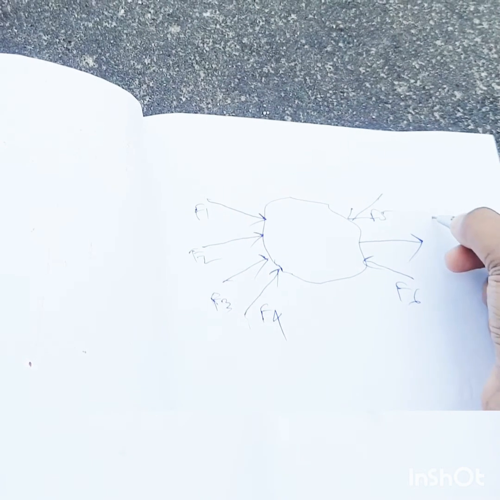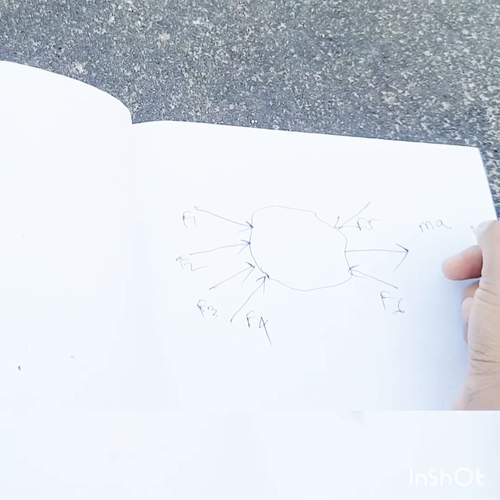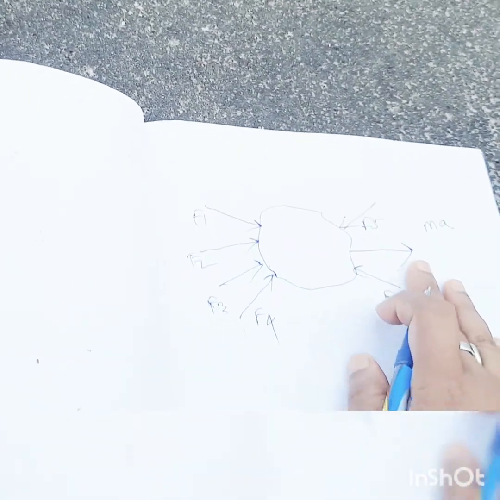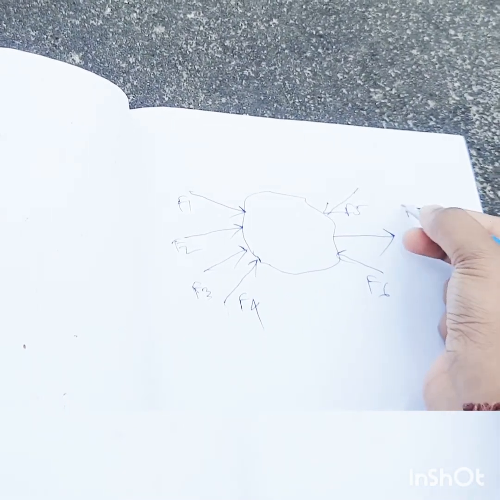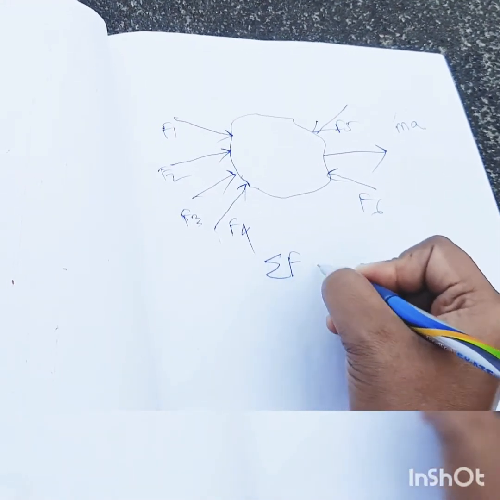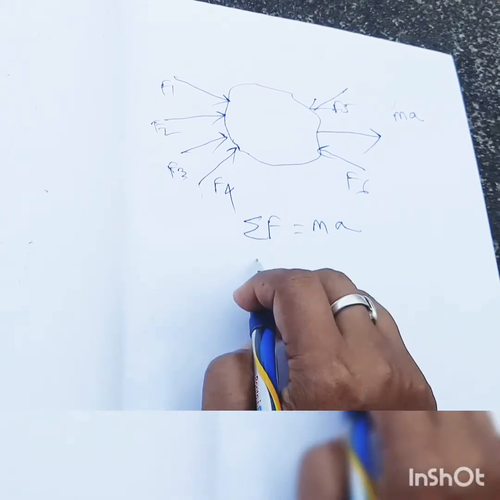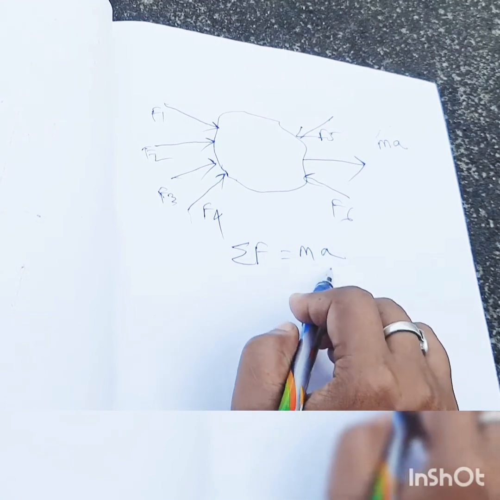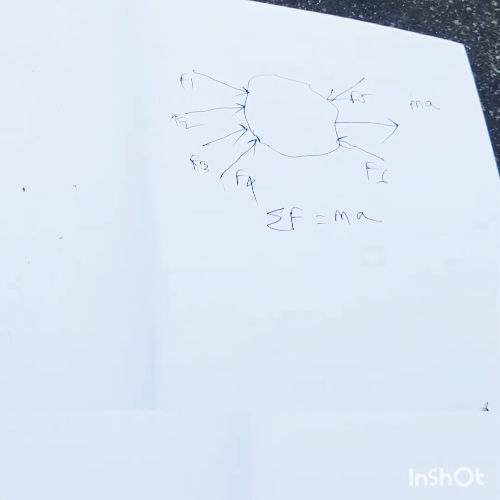We know from Newton's second law that force equals mass into acceleration. So all these forces will reduce to an equivalent force according to D'Alembert, which is known as inertia force. So we can write summation of force equal to mass into acceleration. We can replace all the forces by a single equivalent force, which is known as inertia force. So this is D'Alembert's principle.